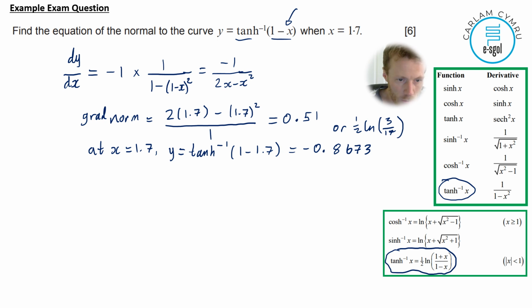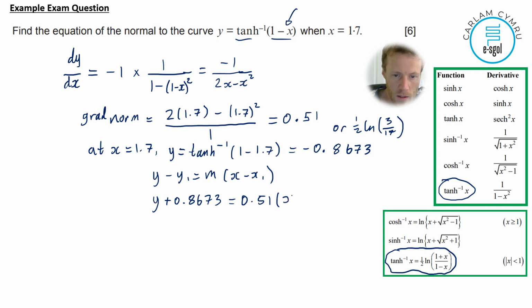Then we just apply our formula, y minus y1 equals m times x minus x1. So we've got y minus, but we've got to be careful here because it's minus minus, so plus 0.8673 equals the gradient, which is 0.51, times x minus the x coordinate, which is 1.7. We could multiply it out, but that is an equation that is acceptable. We'll just have a quick look on Desmos to see what that looks like.